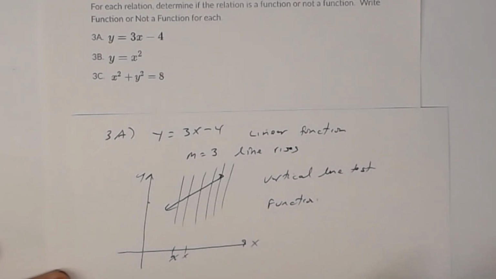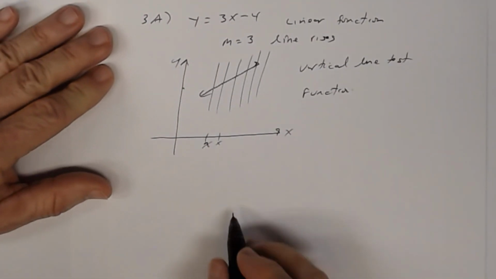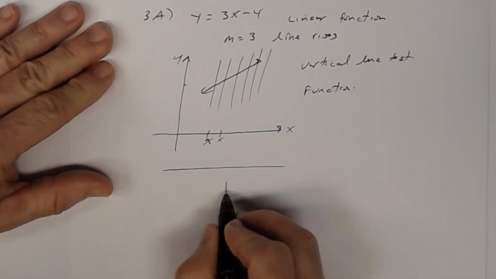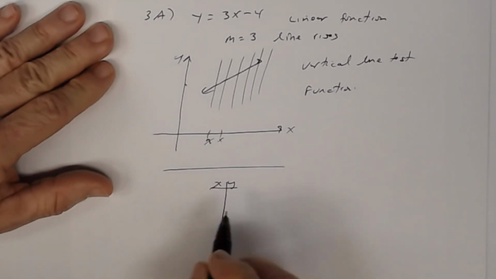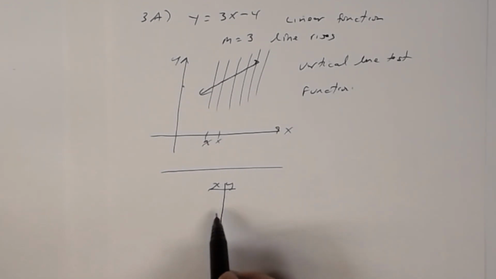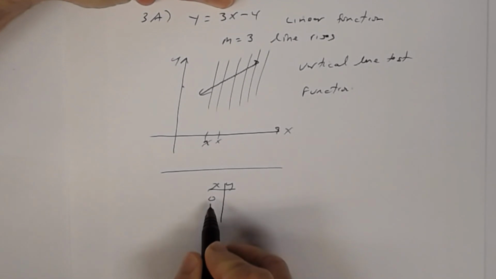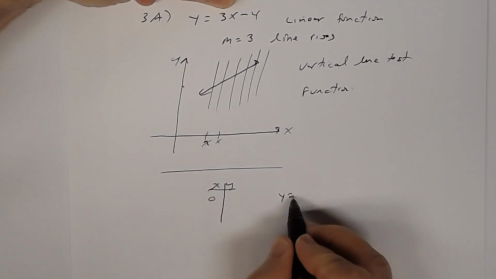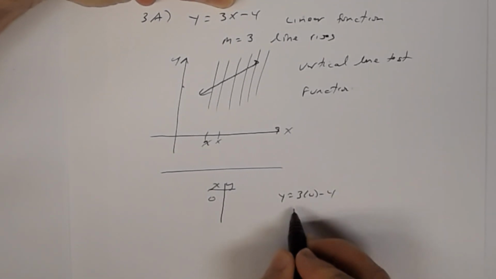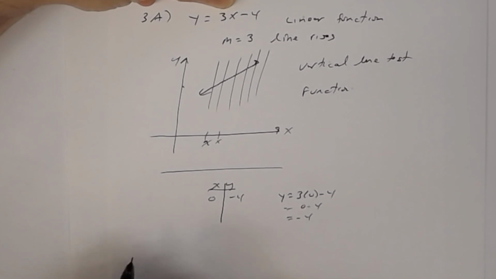So that's one approach. The other approach that you could have taken was to use a t-table. So if I use a t-table, let's see what happens. Remember the definition of function, for each x value, there's got to be one y value. So when I use a t-table, for example, if I let x be 0, I get y equals 3 times 0 minus 4, which is 0 minus 4, which is a negative 4. So for this x value, there's only one y value, negative 4.